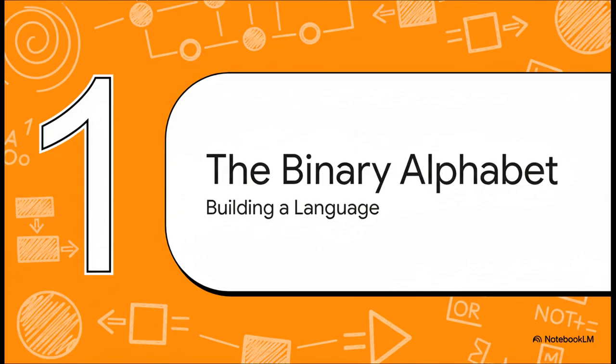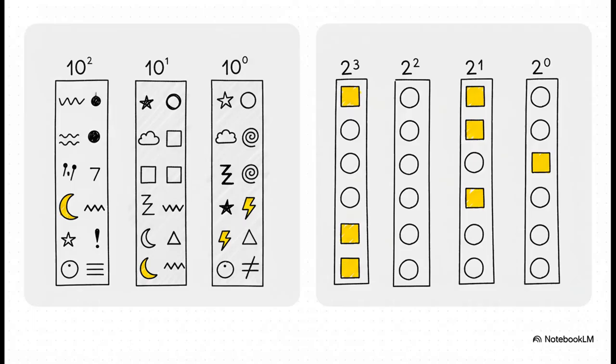And here's the cool part. Its alphabet is way, way simpler than ours. You and I, we think in what's called base 10. We've got 10 digits, 0 through 9, and their position matters. The 2 in 200 is worth more than the 2 in 20 because of where it is. It's all based on powers of 10.